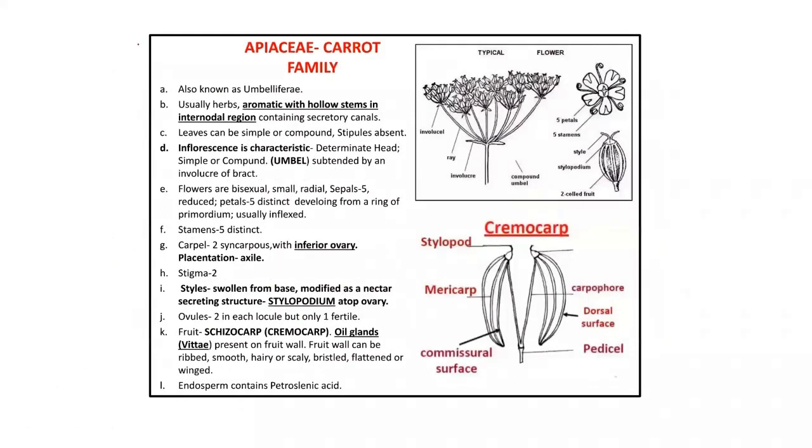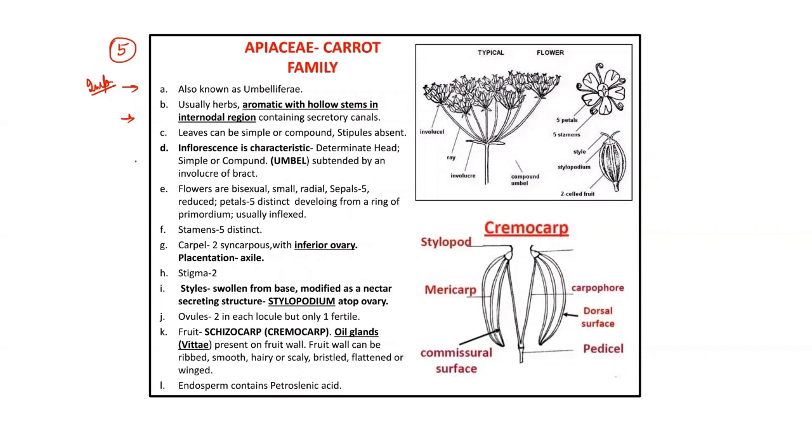Then we move on to another family, and that is Apiaceae or the carrot family, and it is also called Umbelliferae, which is very important. This was the old name of it. These are herbs, aromatic plants, with a hollow stem, and the stem is hollow in the internodal section. So this is an important feature to talk about.